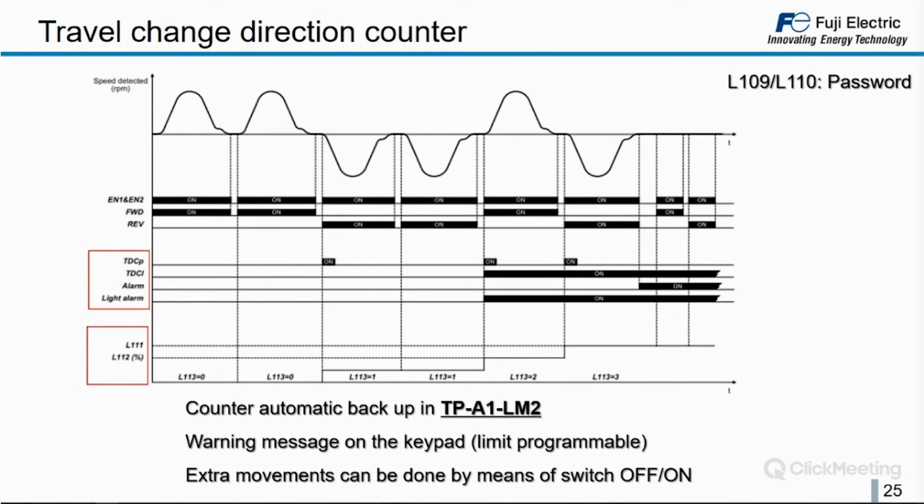Finally, this function is linked to the keypad, TPA1LM2. Why this? First, because in TPA1LM2 we can monitor warning alarms, or warning messages. And second, because we have a second counter on the keypad. Why do we have this? Because it can happen that the inverter is broken. For any reason, the CPU goes out of order. What would happen in this case? The counter L113 is gone, so we don't know the usage of the suspension means.